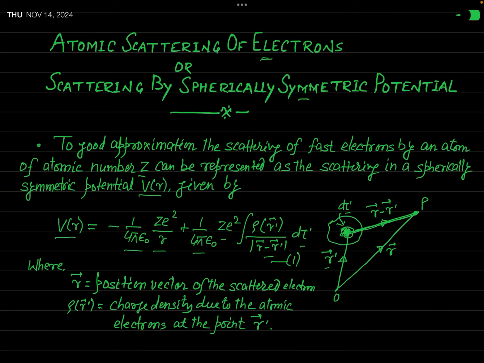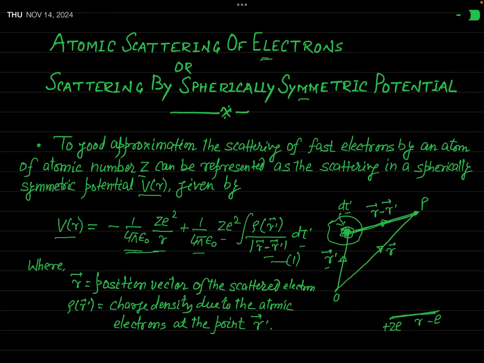This first term represents the potential in this manner: if there is a charge plus Ze, which is the nuclear charge, and here is an electron, and both are separated by distance r, then the potential energy of this system will be minus 1 over 4 pi epsilon naught Z e squared over r. This will be the potential energy.